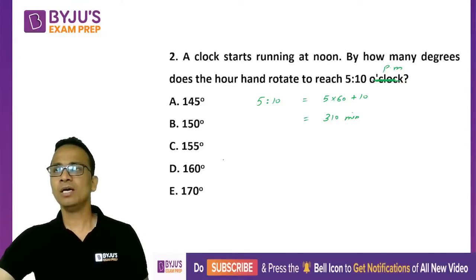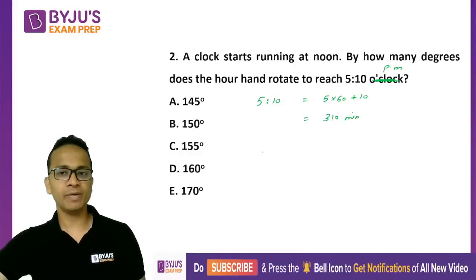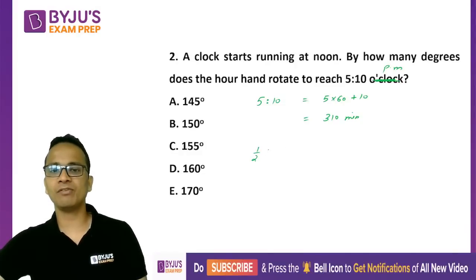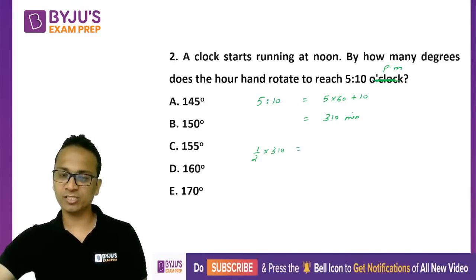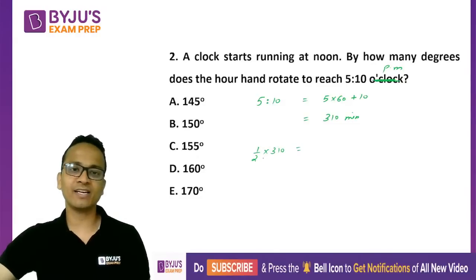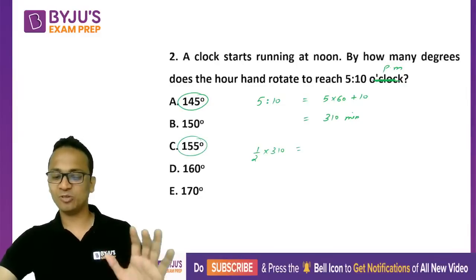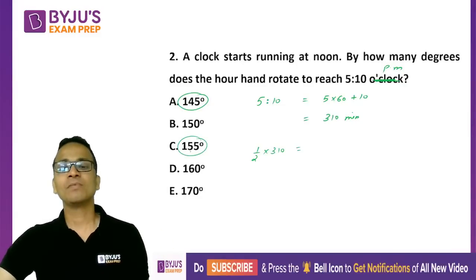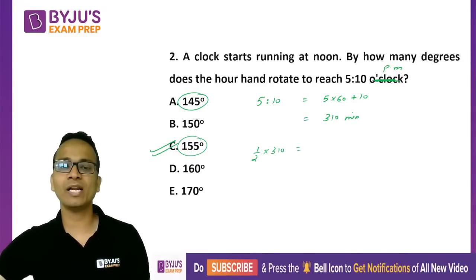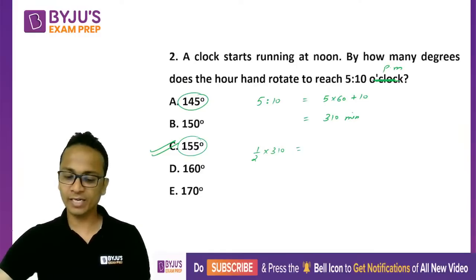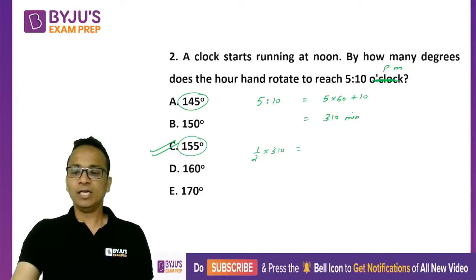the hour hand? We know that in 1 minute, the hour hand covers half a degree. So in 310 minutes, the angle covered by the hour hand will be half into 310. Now it's all on your calculations. You have to divide 310 by 2. You are finding it as 145 or 155. Obviously, the answer is 310 divided by 2, which is 155. So 155 will be the answer.